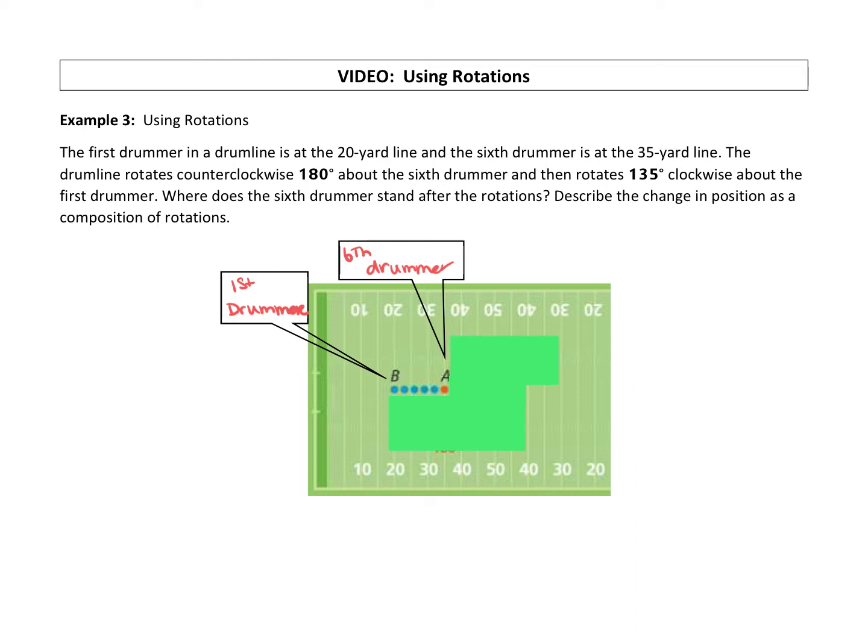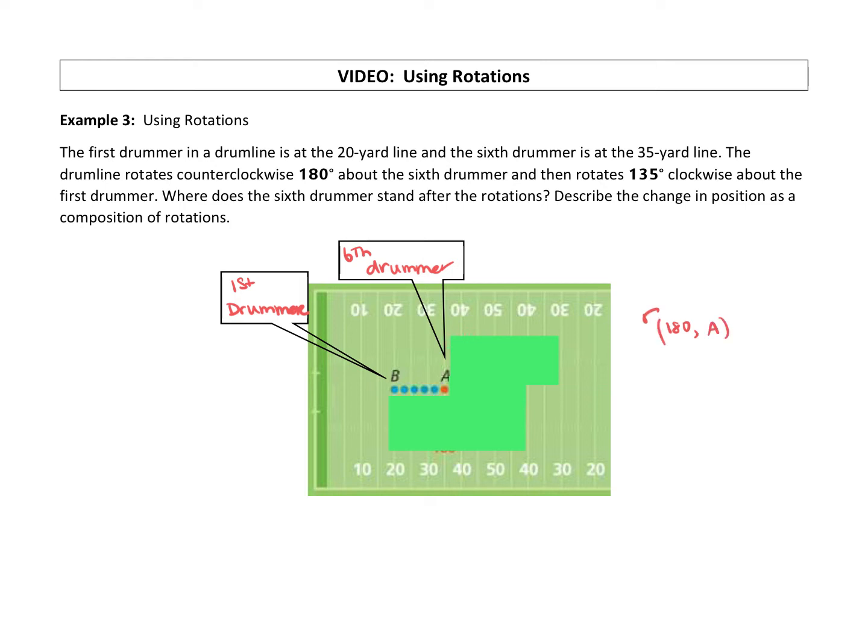The drum line rotates counterclockwise 180 degrees about the sixth drummer. Remember, the sixth drummer is A. So if I were to write out that rotation, we're going to rotate 180 degrees about the sixth drummer, which is in position A.